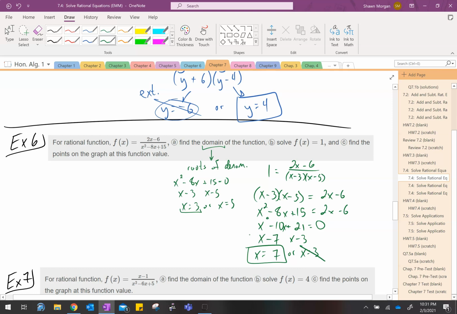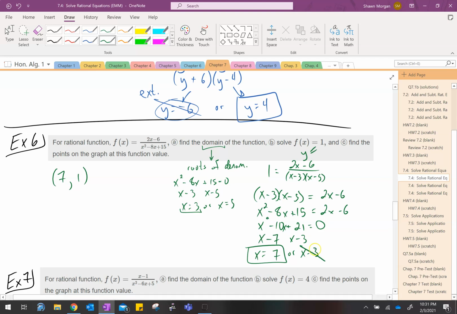And it says find the points on the graph of this function value. When it says find the points on the graph at this function value, what that just means is that, remember, f of x is the same thing as y. So what we just solved was the equivalent of saying, when does y equal 1? So the point on this graph would be 7, 1. We solved when this function equals 1. So we said, well, when x equals 7.